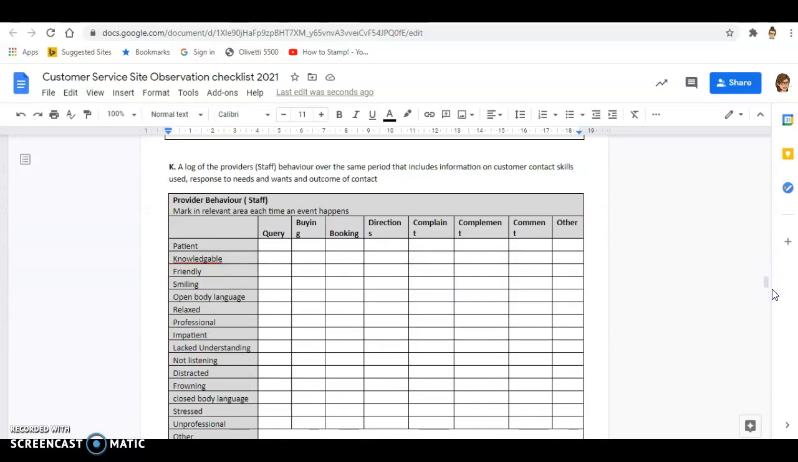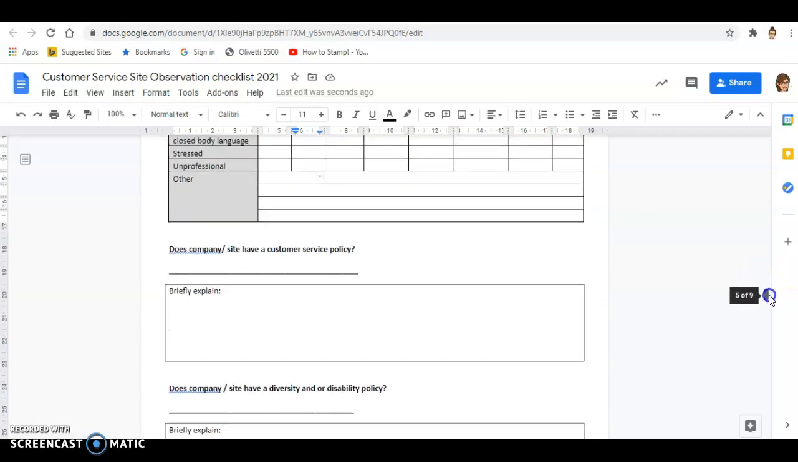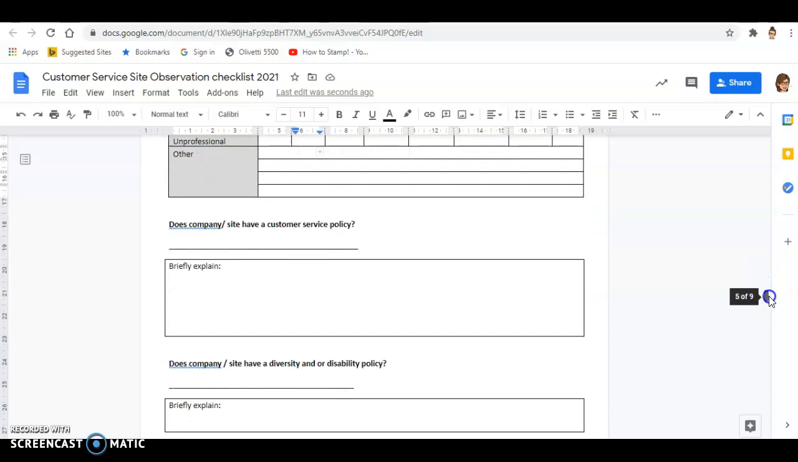Then you have the provider behavior, the staff behavior. How did they respond to that particular query? So when the first customer queried about something, they responded with being very knowledgeable. They were friendly. So you can do XXX for these areas to show what applies. Or they were distracted, they were frowning, they had closed body language. So that's just another little way of showing how the staff behaved.